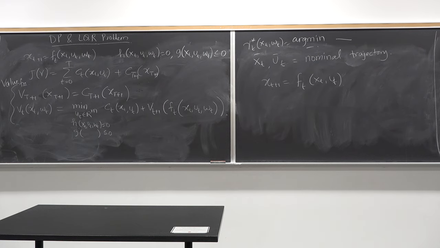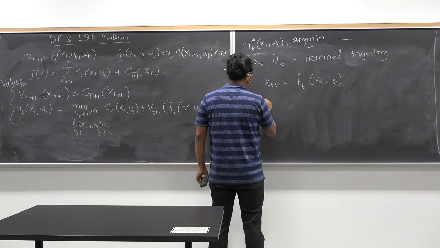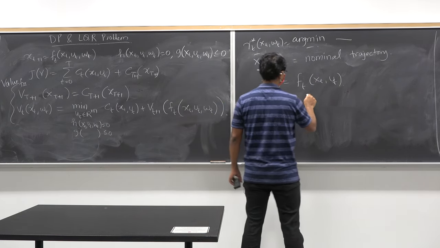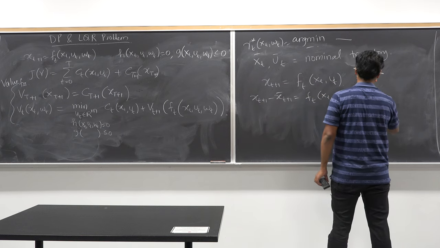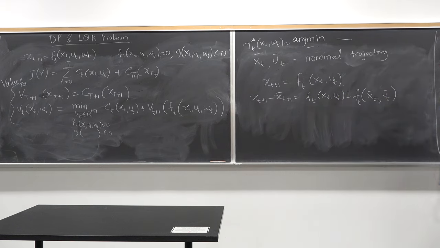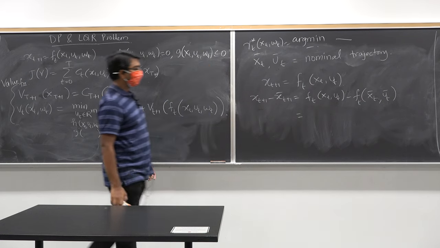You can have w bar t, which is the nominal noise. And you can do the same thing. It could be a forecast of the noise. So this is what I have. What I'm going to do is subtract the nominal trajectory from this expression. So I have x_{t+1} minus... So I subtracted the nominal trajectory from the state evolution equation. And this is where we had stopped last time in the previous class.